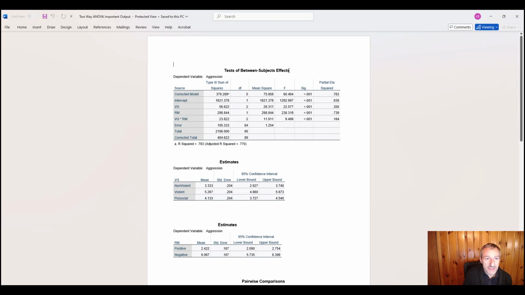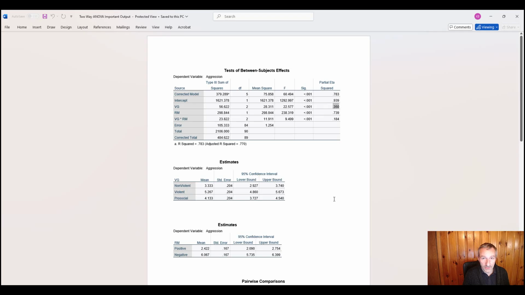The between subjects effects table is going to give us the main effect for video game, the main effect for role model, and then the interaction between video games and role model. And so you can see our video games degrees of freedom, we've got the 2. The error is the other number for the degrees of freedom, so 2 and 84. Our F statistic is right there. The p-value is there, and then our partial eta squared.